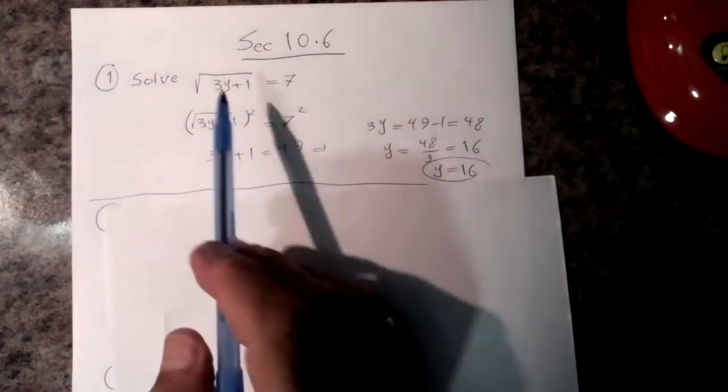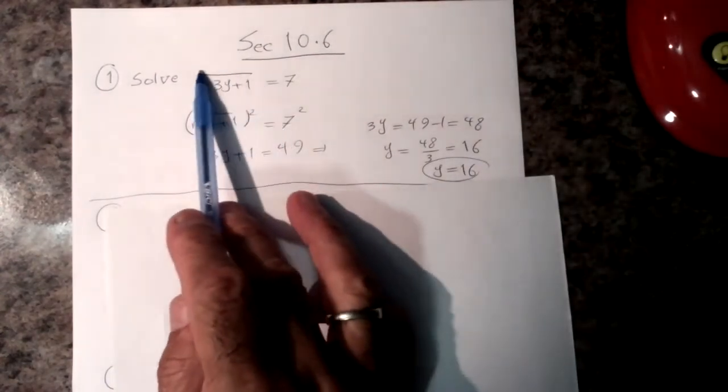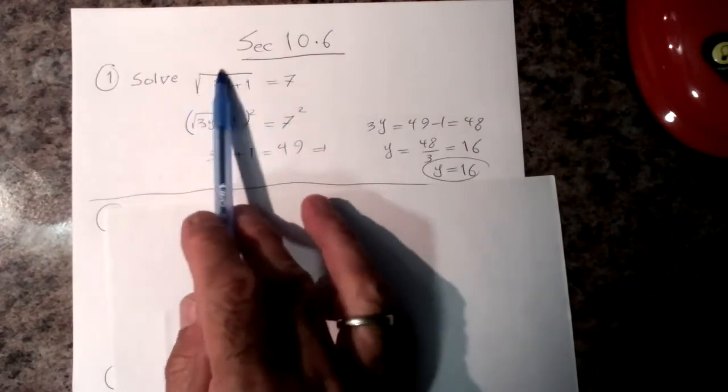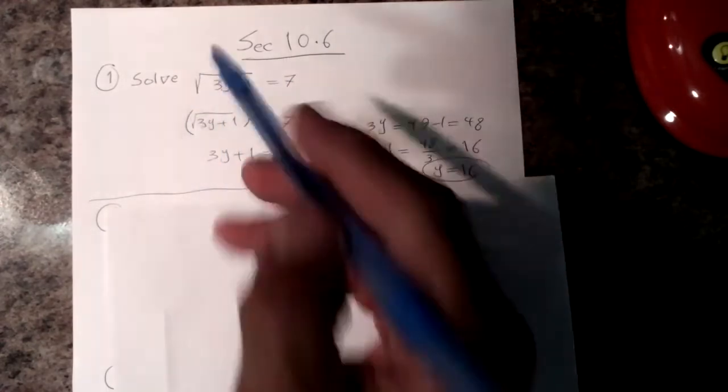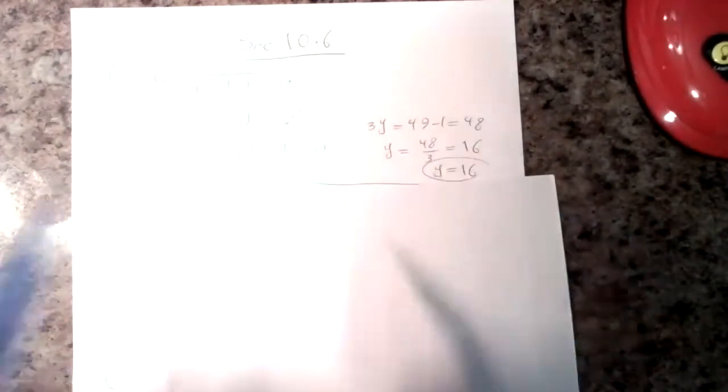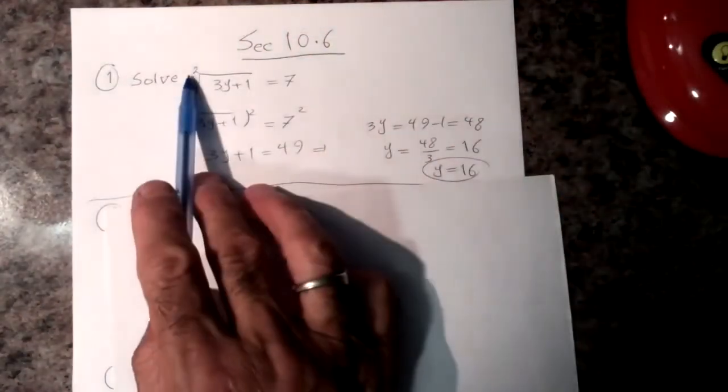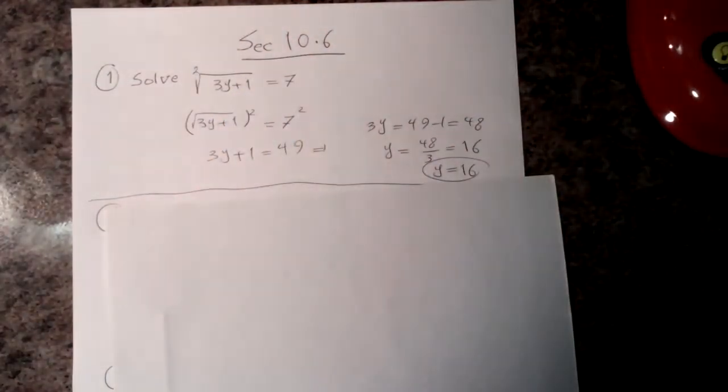So again, to solve the radical equation, the radical has to be by itself, and then you raise it. Why do we raise it to the power of 2? Because the root is 2. But if the root is 3, then you have to raise it to the power of 3.